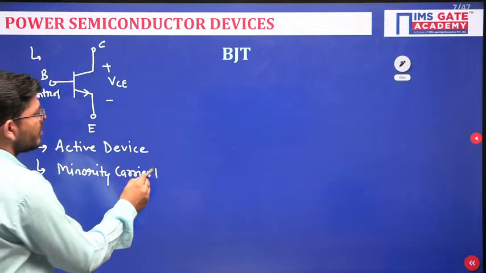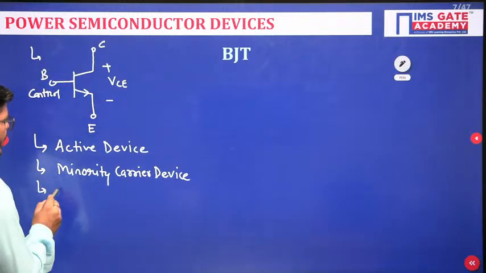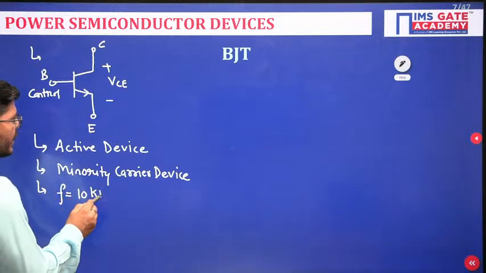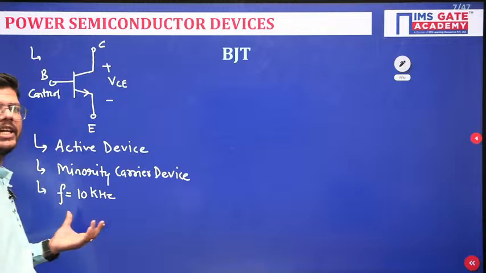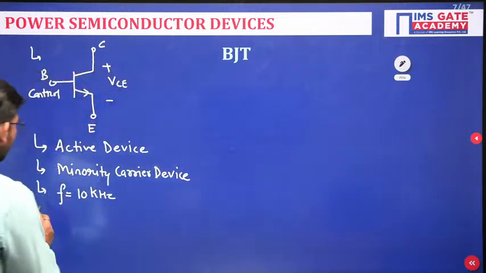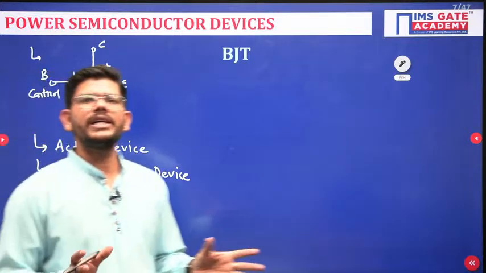It is a minority carrier device, and if it is a minority carrier device, then the frequency will be restricted. So you can use BJT only up to 10 kilohertz of frequency. Now, if it is an active device, it means we can control the on and off of the BJT.